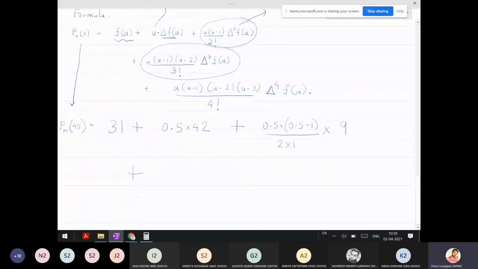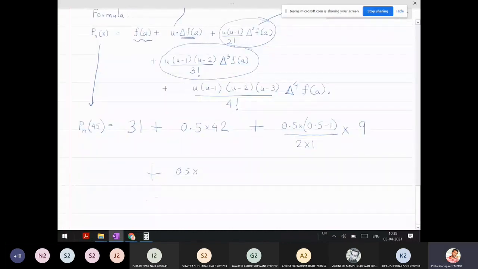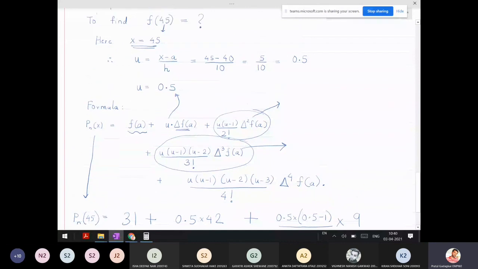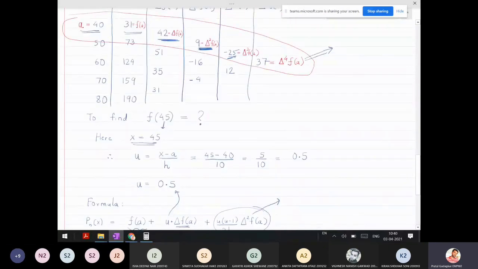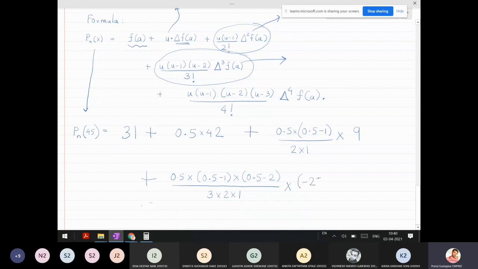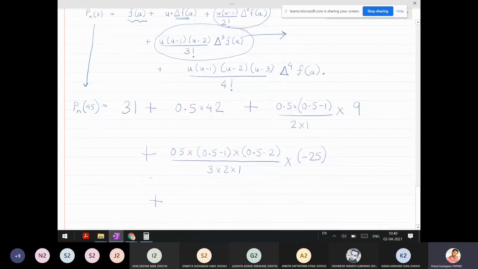What is u? 0.5 multiplied by 0.5 minus 1 multiplied by 0.5 minus 2 upon 3 factorial, which means 3 into 2 into 1, which is actually 6, multiplied by delta cube f of a. What is delta cube f of a from the table? Minus 25. Let me write here, multiplied by minus 25.